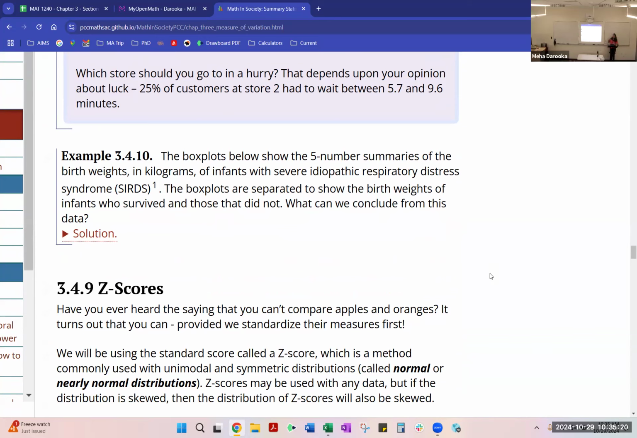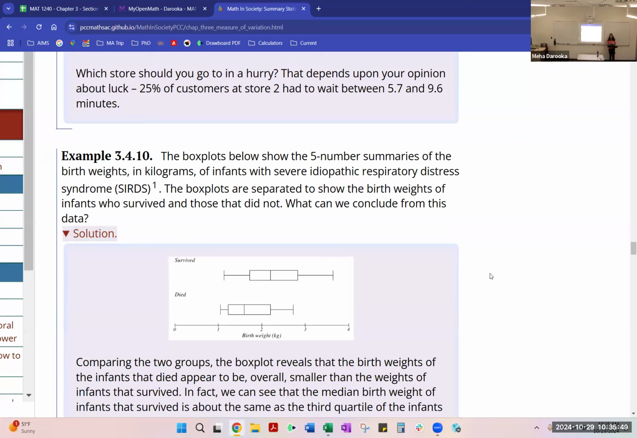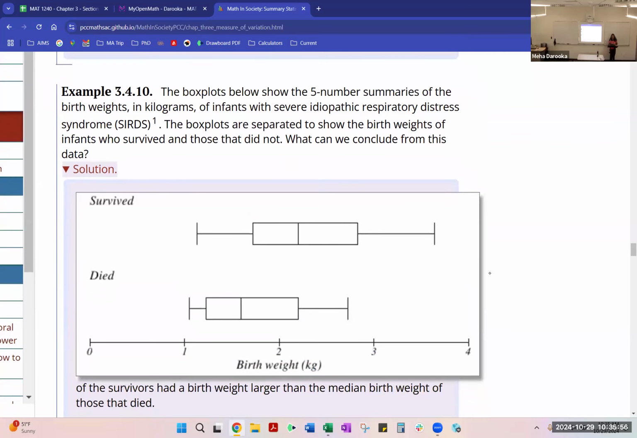Alrighty, guys, so that was one example doing a comparison. Now, this one is talking about the box plots below, which show the 5-number summaries of birth weight in kilograms of infants with severe idiopathic respiratory distress syndrome, SIRDS. The box plots are separated to show the birth weights of infants who survived and for those that did not. What can we conclude from this? So the two comparisons are happening between survival and those who did not. And you can see the difference in birth weight here.